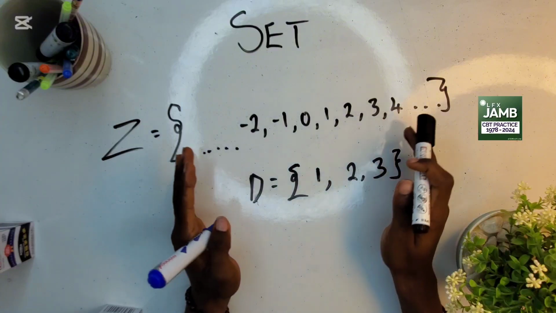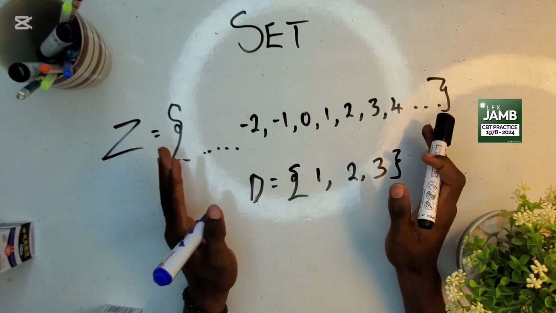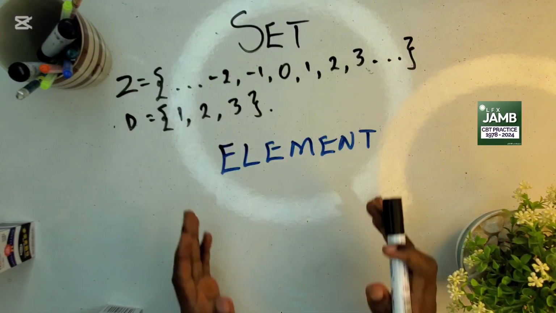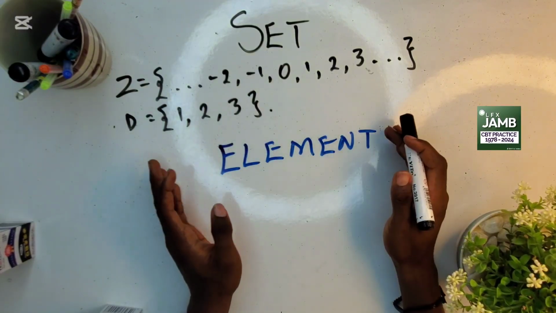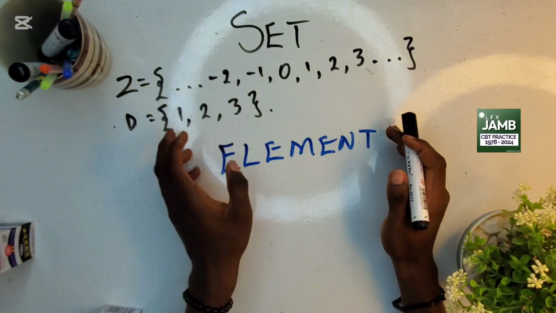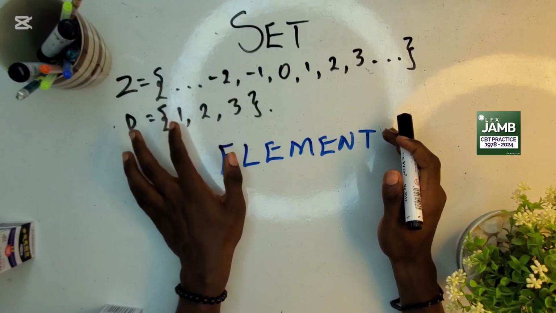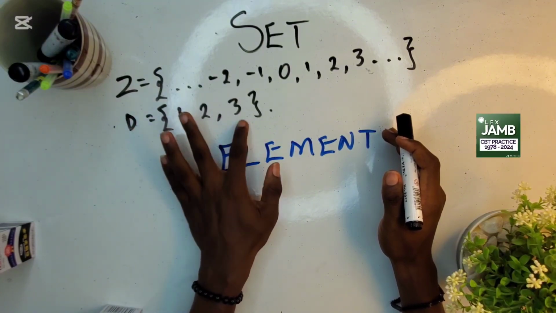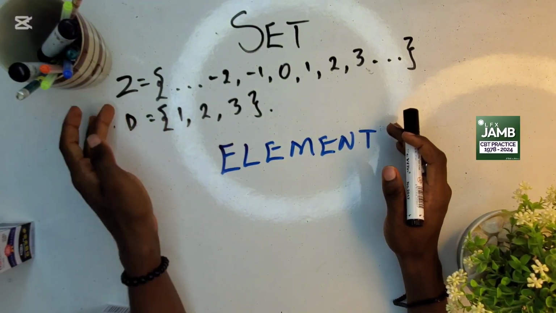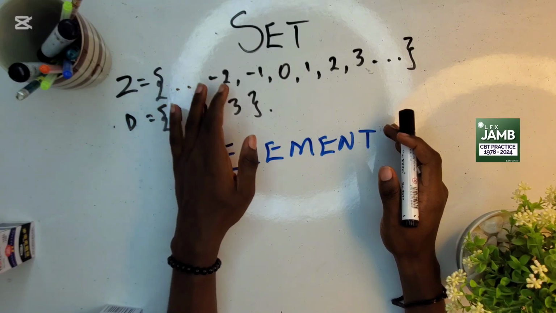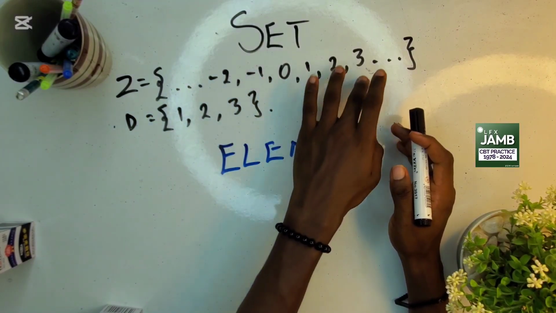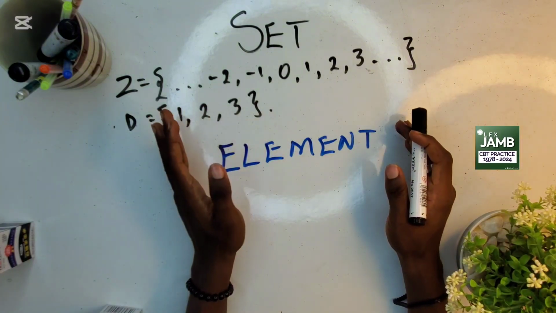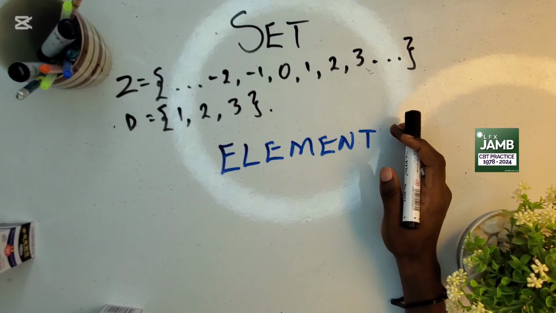Now, there are certain terms in sets that we need to learn today. One of them is element. Elements are members of a set. For set D, the elements that make up set D are 1, 2, 3. The elements that make up set Z are infinite numbers of integers, -1, 0, 2, 3, 4, 5, etc. So elements are members of sets.